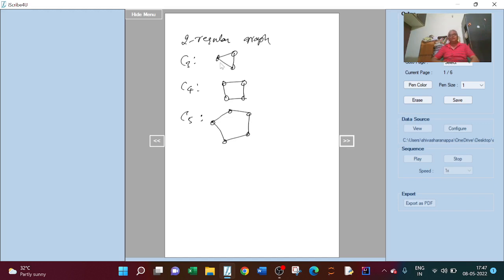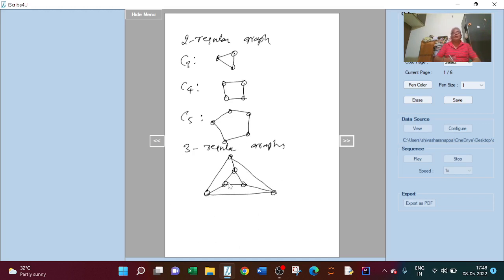And what about three regular graphs? I will draw some three regular graphs here. What I do here is I write a cycle with three vertices and one more cycle again with three vertices. Okay, and I will join these vertices. So this is a three regular graph with six vertices because the degree of each is 3, 3, 3, 3, 3, 3. Okay. This is a three regular graph.